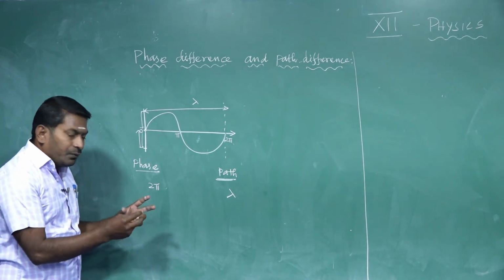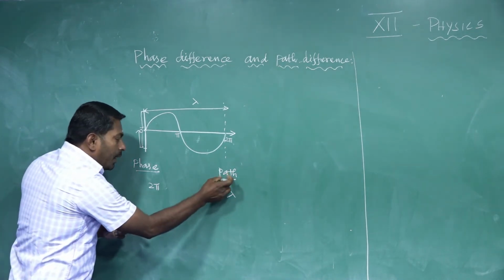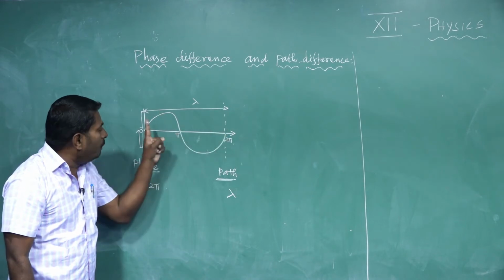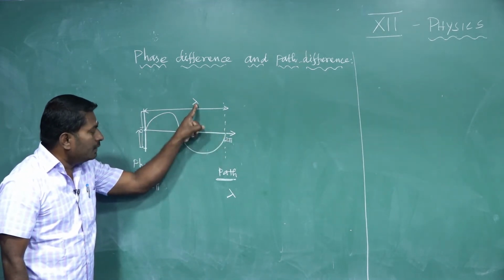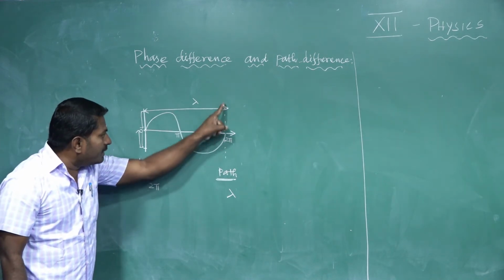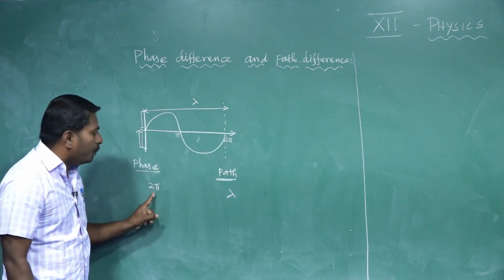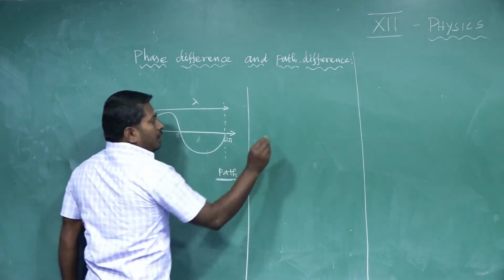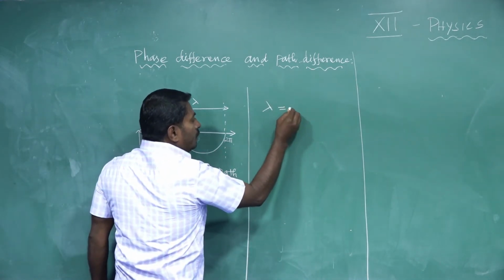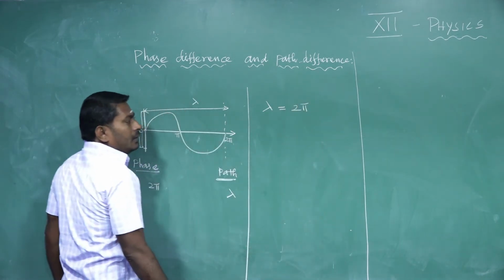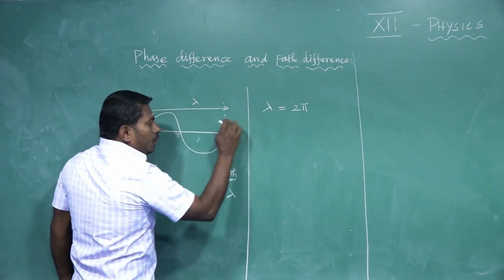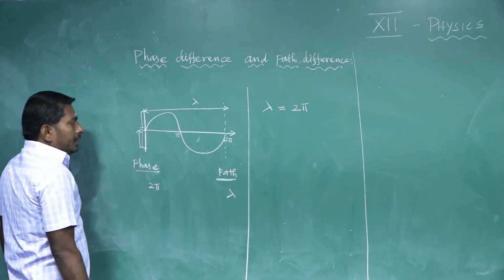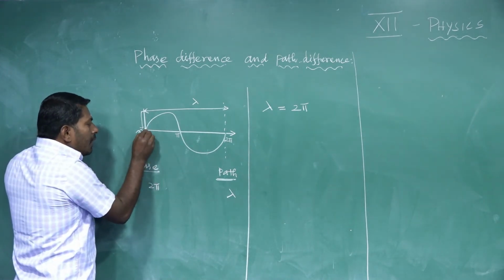Now we can express one relation connecting the path of a wave and the phase of a wave. The distance covered by a wave in one complete oscillation is lambda. That is called path. Simultaneously, the corresponding phase of the wave is 2 pi. Then we can relate the path and the phase. Lambda is equal to 2 pi. This is the path covered by a wave in one complete oscillation, which corresponds to phase 2 pi.